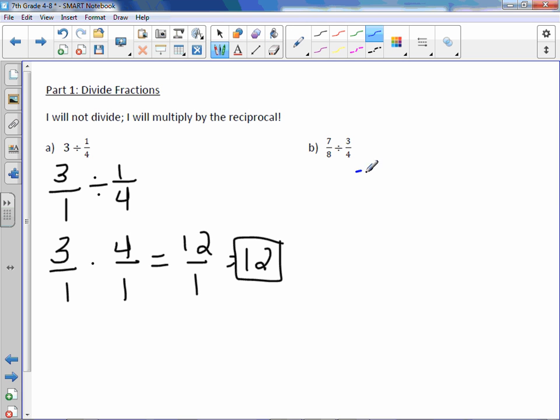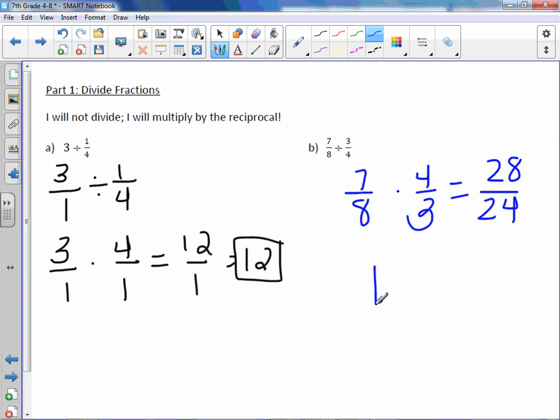Letter B, 7/8 divided by 3/4. I will not divide. I will multiply by the reciprocal. This would be 28 over 24. I'm going to change it into a mixed number. 24 goes into 28 once with 4 left over. And then I'll reduce by dividing by 4, and we get 1 and 1/6.